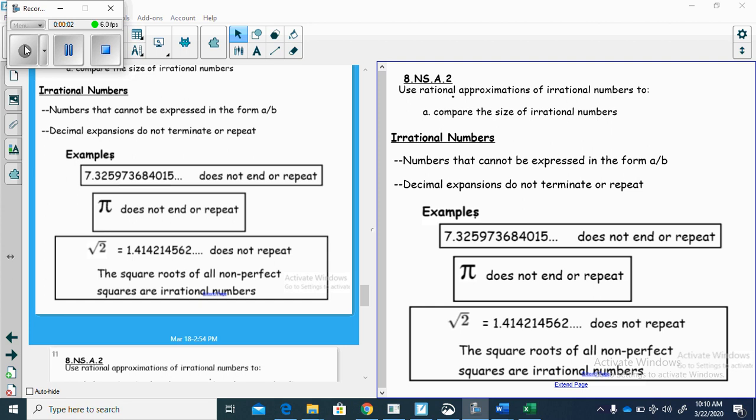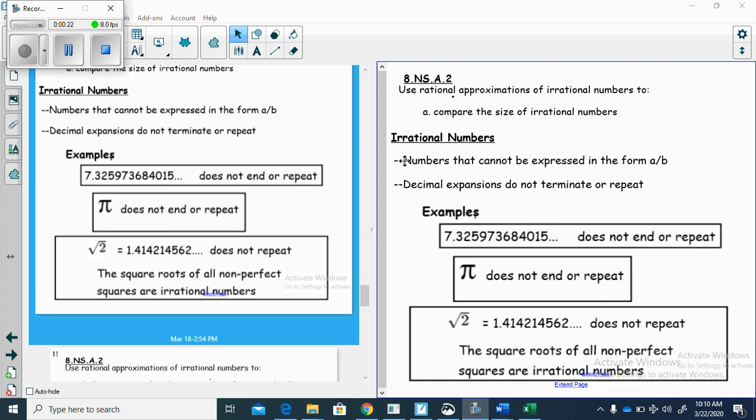We're going to review NSA2, number systems. This standard tells us to use rational approximations of irrational numbers to, among other things, compare the size of irrational numbers. Now, I think it's important that first we review irrational numbers.